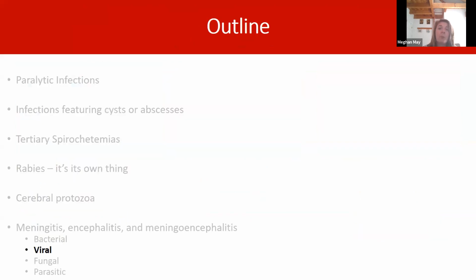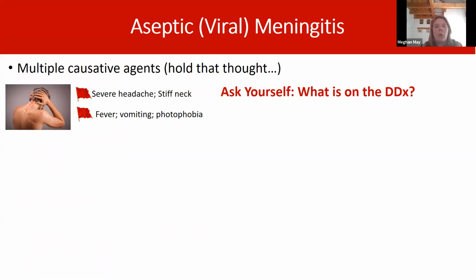Okay, so those are our bacterial meningitis causes. So 6 organisms, 3 for children and adults, 3 for neonates, and asterisk for immunocompromised adults for Listeria. All right, so then the last thing we want to talk about in this video are viral causes of meningitis, encephalitis, and meningoencephalitis. Okay, so viral meningitis, you'll frequently hear referred to as aseptic meningitis.